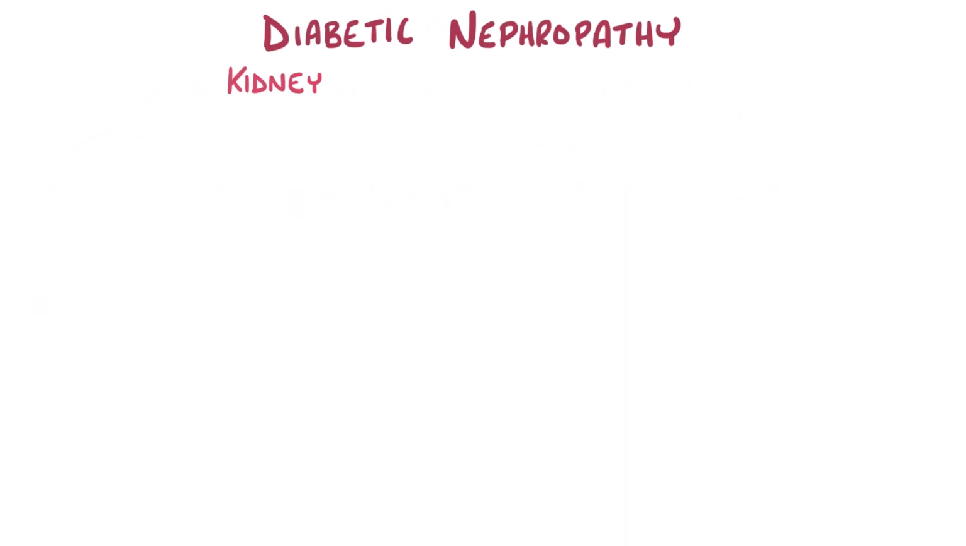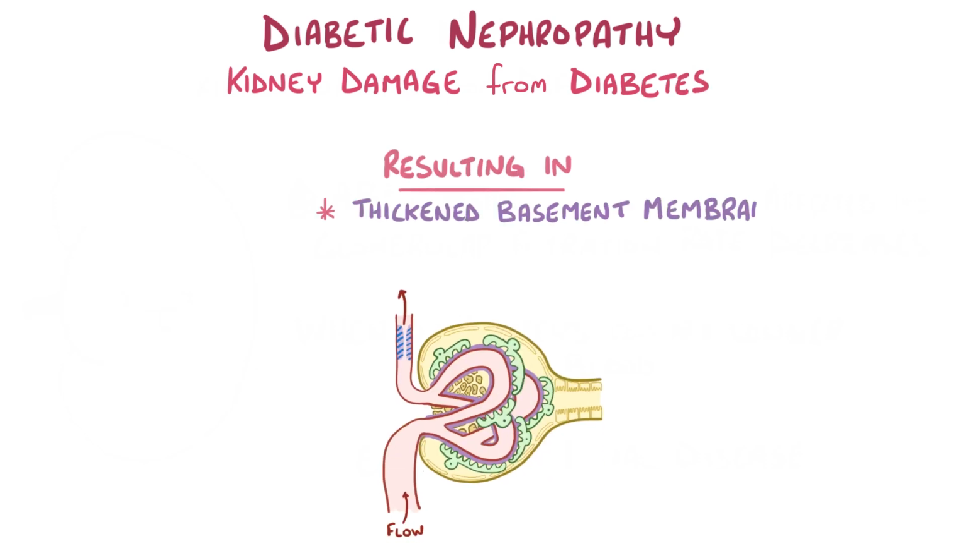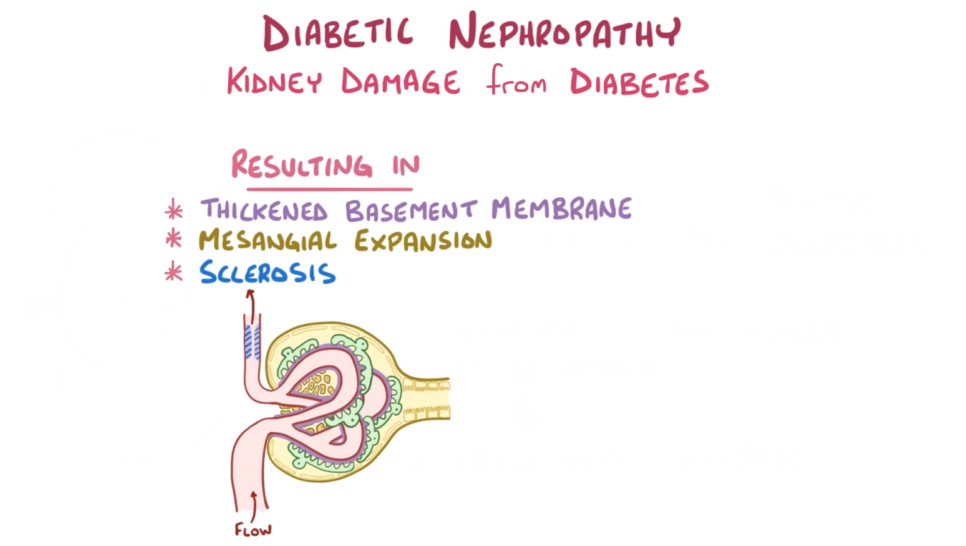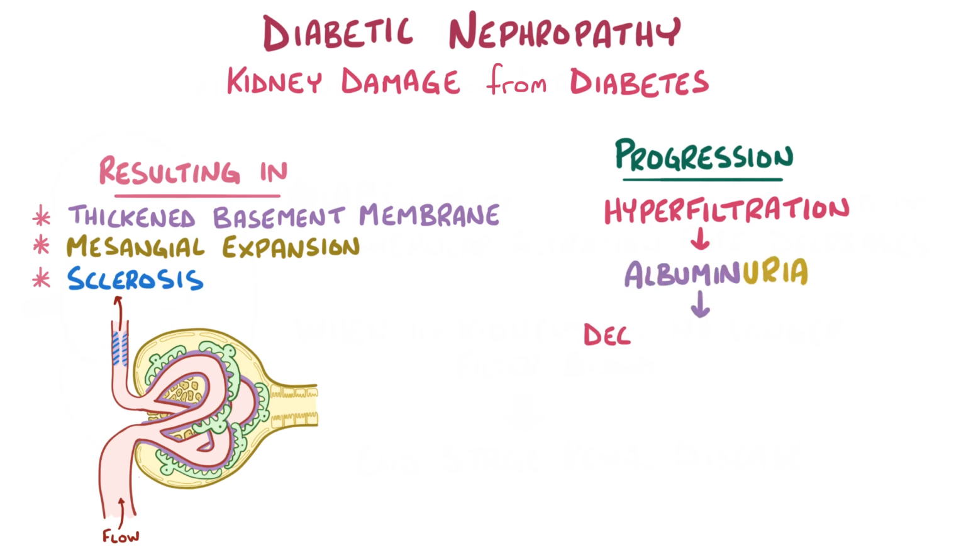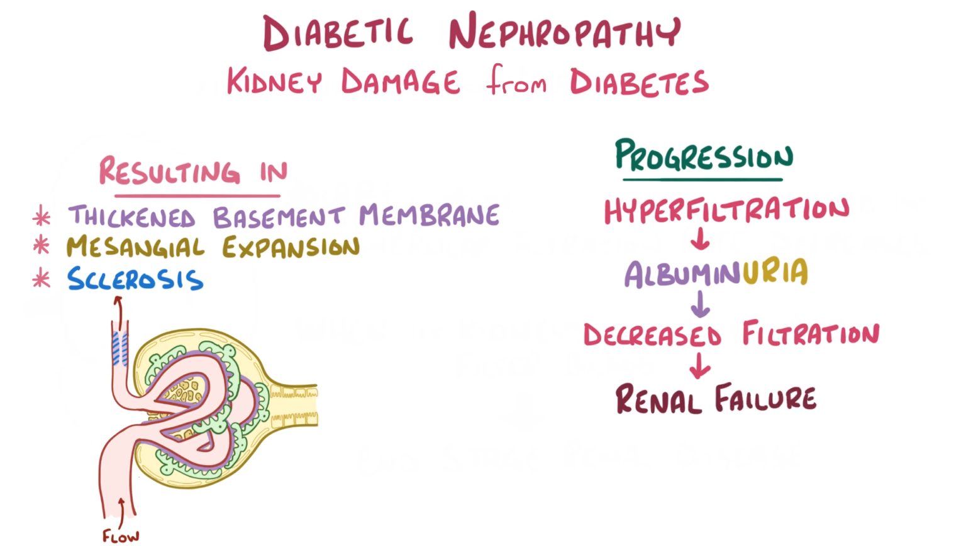Alright, as a quick recap. Diabetic nephropathy is kidney damage that's caused by diabetes, which results in glomerular basement membrane thickening, mesangial expansion, and sclerosis. An initial phase of increased glomerular filtration rate is followed by progressive albuminuria, then a gradual decline in glomerular filtration rate, and finally renal failure.